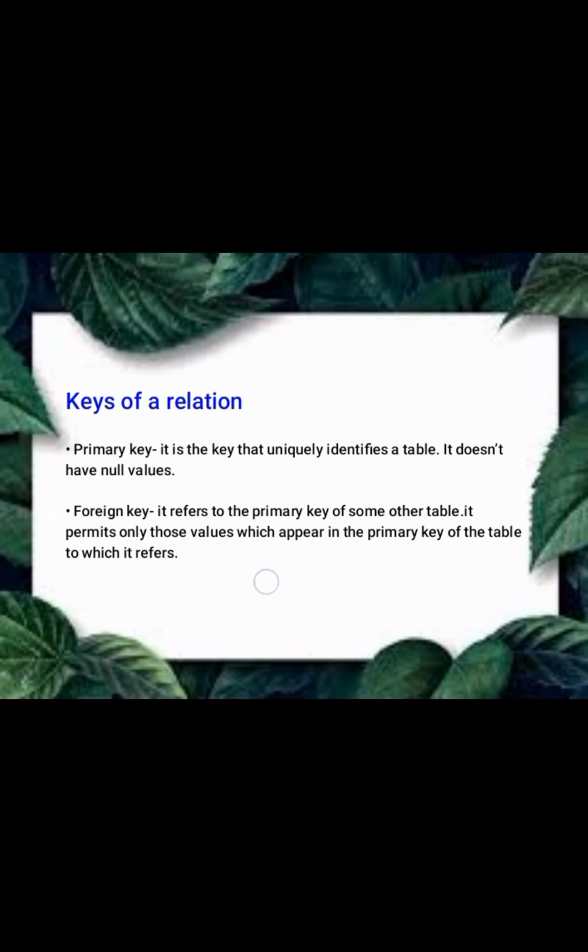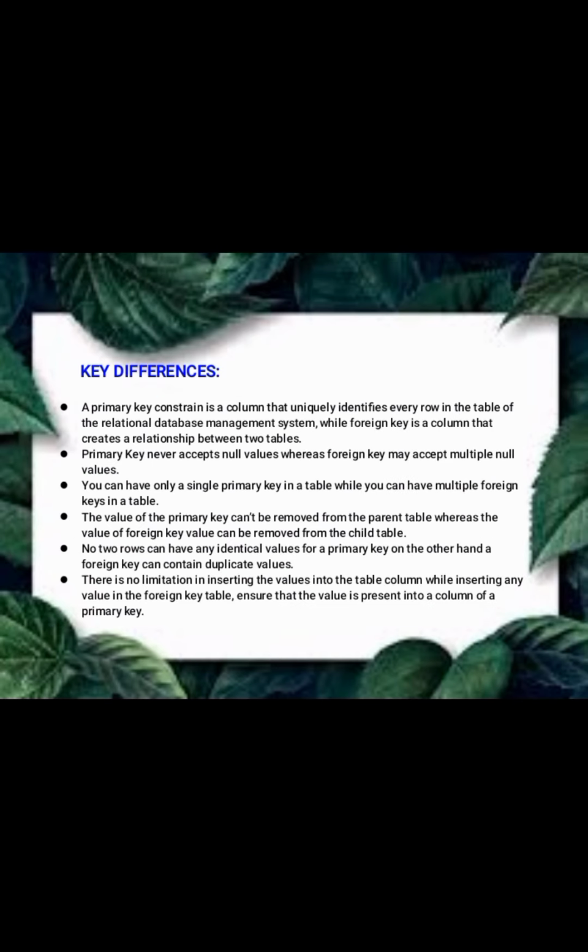Let's know the differences between the primary key and the foreign key. A primary key constraint is a column that uniquely identifies every row in the table of the relational database management system, while a foreign key is a column that creates a relationship between two tables. A primary key never accepts null values, whereas a foreign key may accept multiple null values. You can have only a single primary key in a table, while you can have multiple foreign keys in a table.